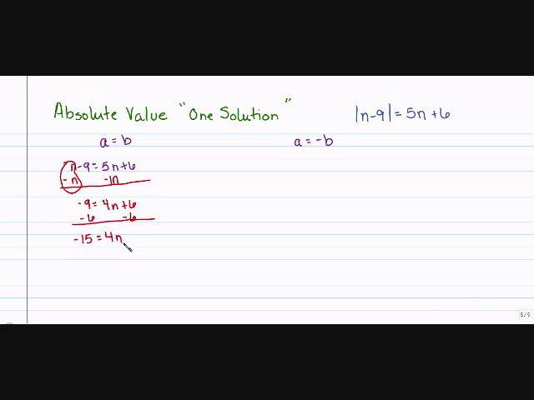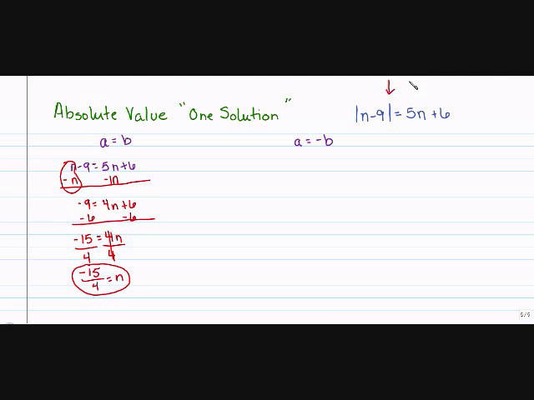I normally solve my numbers first and then my variables, but in this case I wanted my variable to be positive. Okay? It doesn't matter which one you do first. Okay, I need to separate my 4 and n, so I'm going to divide both sides by 4, and I get a negative 15 fourths equals n. I'm going to take this and I'm going to plug it back into the original problem.